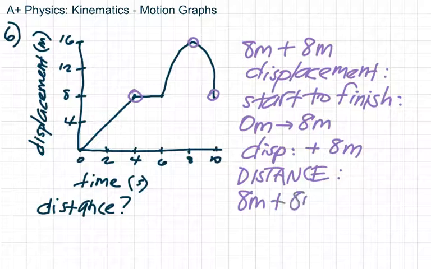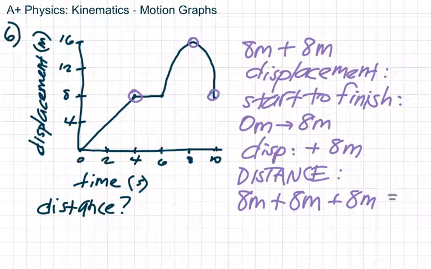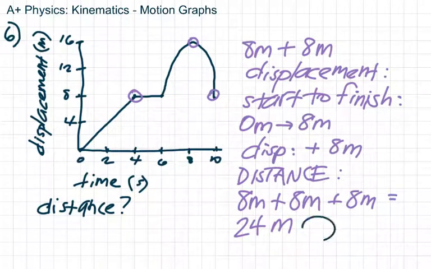But the distance, which is what you cover, is 8 meters to start, plus another 8 meters to get out to 16. Then if you're going back to 8, from 16 back to 8, you're still covering 8 more meters to do that. So in total, the distance is 24 meters. And so that winds up being choice 4.